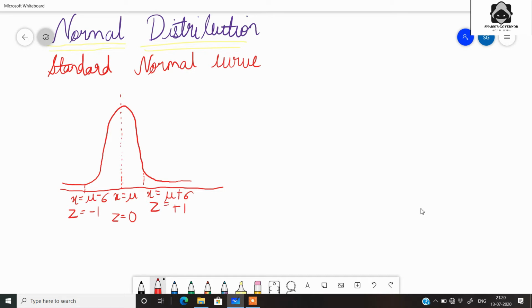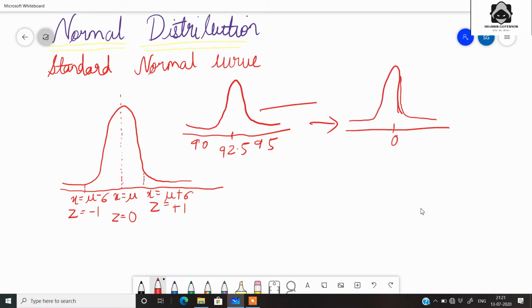Now we will see what a standard normal curve is. Whenever we have a normal distribution and we scale it to a standard curve, wherever the normal distribution lies, for example somewhere between 90 to 95 with the mean somewhere around 92.5, we are changing it into the standard normal distribution and shifting the mean to the 0 scale. So this is called changing a normal distribution to a standard normal distribution.